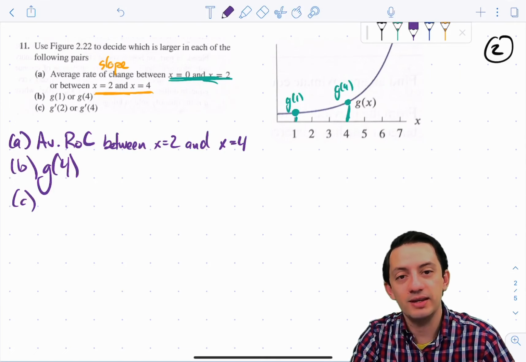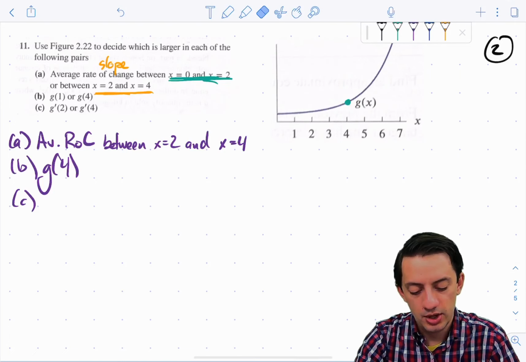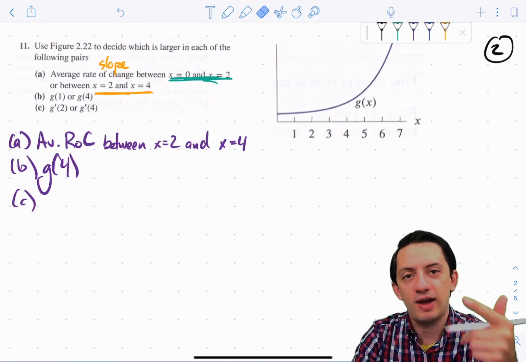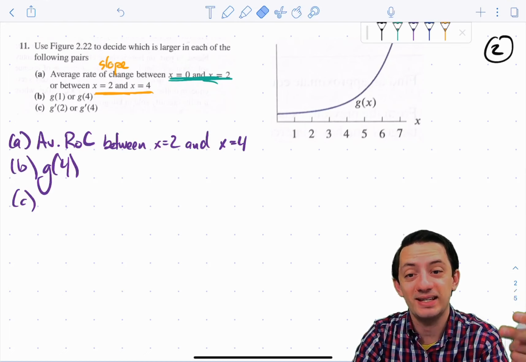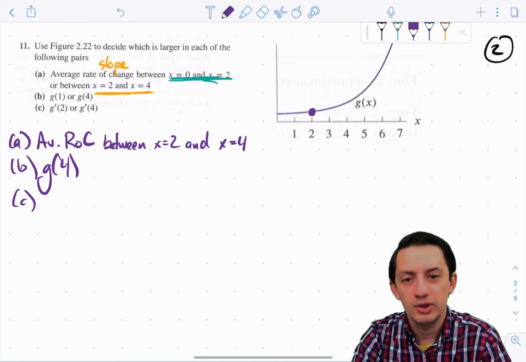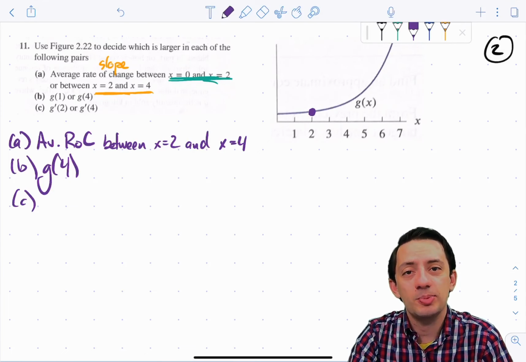Last, part C, this one is asking about derivatives. So our part A was about average rate of change. Part B was just the value of the function. Part C is about instantaneous rate of change. So let's look at x equals 2. And we don't have a second point to draw a line between. We're just drawing the tangent line at that point.